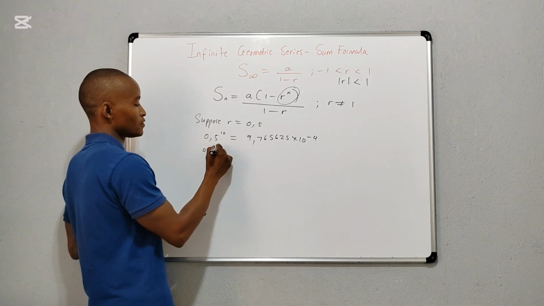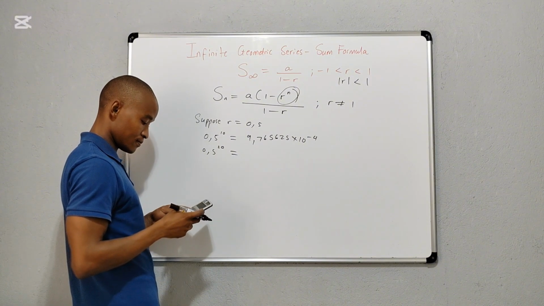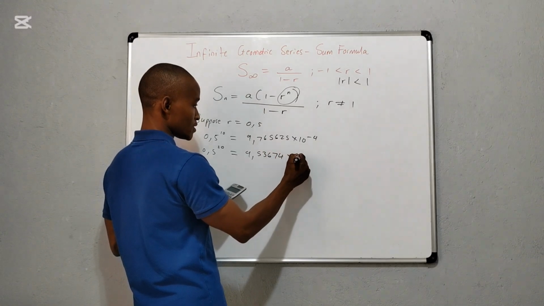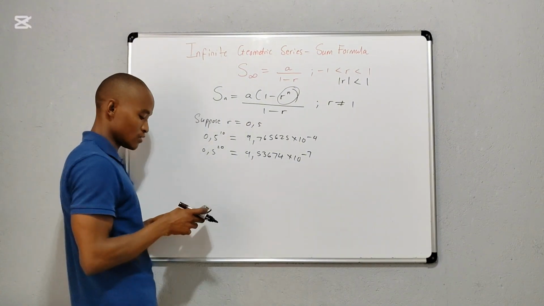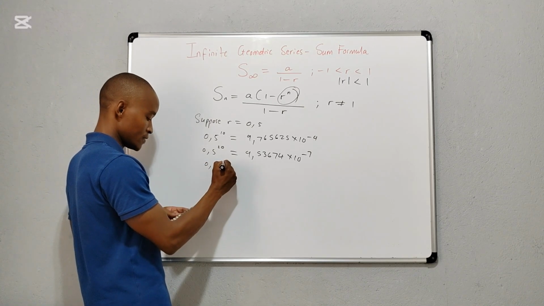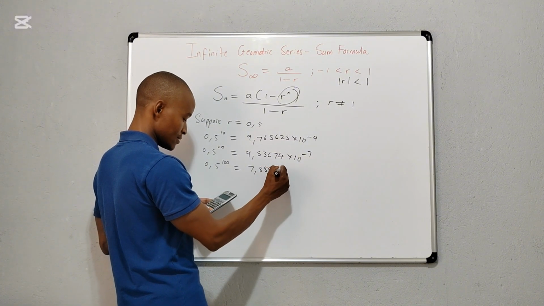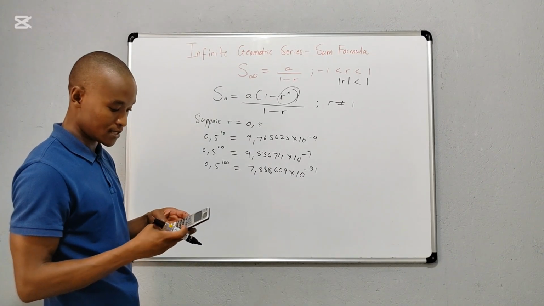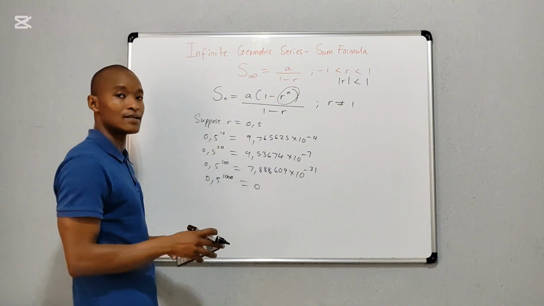Let's go 0.5 to the power 20. We get 9.53674 times 10 to the power negative 7. Well, the value is decreasing, right? Getting closer to 0. Let's go to 100. 0.5 to the power 100 is equal to 7.888609 times 10 to the negative 31. How about 1,000? 0.5 to the power 1,000 gives us exactly 0.